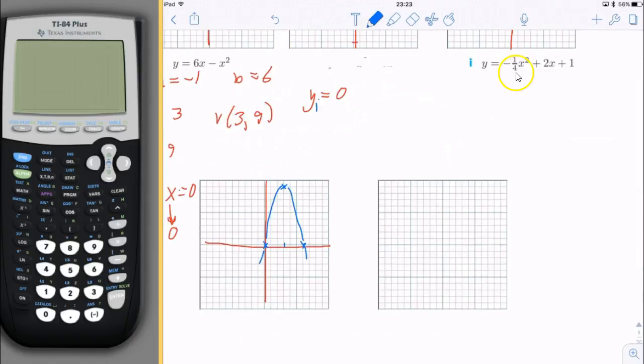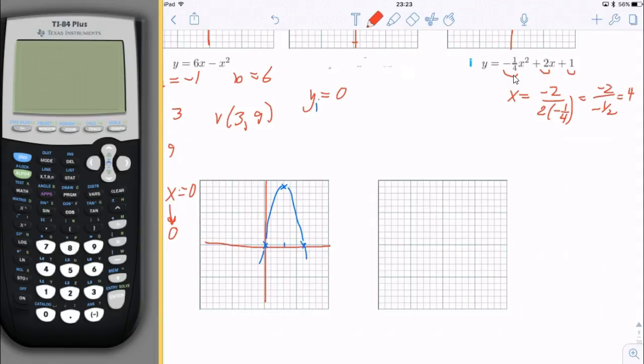Last of all, we're going to do I here. And so here we have an A value of negative 1/4, B value of 2, C value of 1. Let's start with the axis of symmetry. So we're going to put negative B over 2 times A, which is negative 1/4. This is equal to negative 2 divided by negative 1/2, which is equal to 4. Okay? This is the axis of symmetry, which is also the x-coordinate of the vertex.